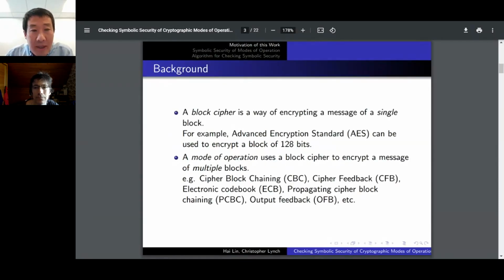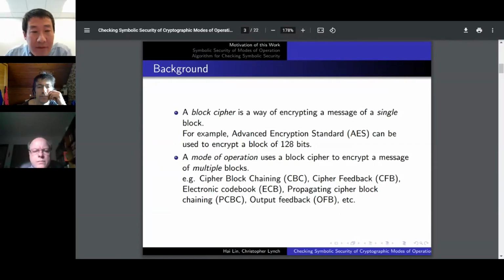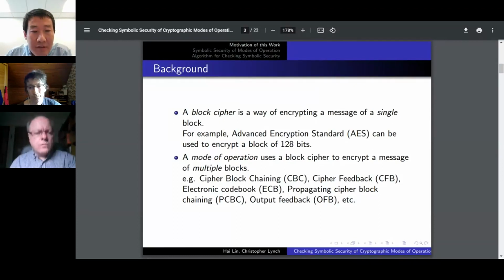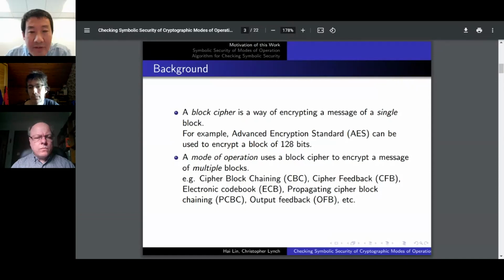If we wanna encrypt a message, then the basic building block is called a block cipher, which is a way of encrypting a single block. And the most commonly used block cipher is called AES, which can encrypt a message of 128 bits. If we have a message of multiple blocks, then we should use a mode of operation. And there are many modes of operation. For example, there are Cipher Feedback mode, there's Cipher block chaining, and many more.